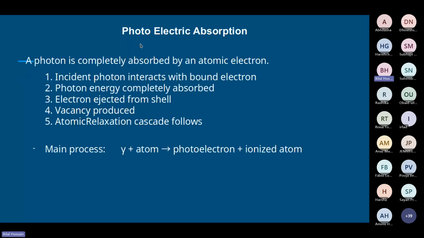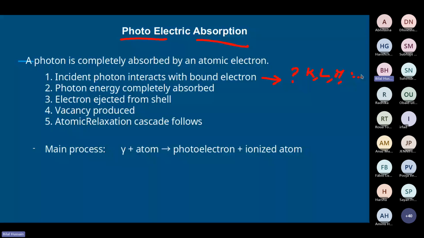We know it's called the photoelectric absorption process. Essentially, the interacting photon dies out. It is totally absorbed in the atom itself. A photon is completely absorbed by an atomic electron. The incident photon interacts with the bound electron. Photon energy is completely absorbed. The electron gets ejected. Now the important question that remains here is where it interacts, in which shell. Is it interacting with the K shell, L shell, M shell, or which shell does it go to? That's the question that remains here now.